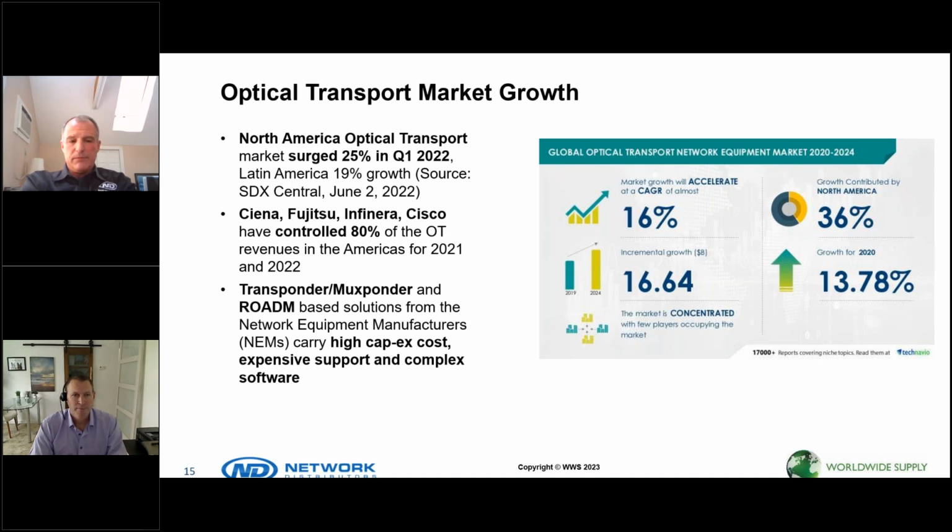So who's there? Ciena, Fujitsu, Infinera, Cisco. They've traditionally controlled this marketplace. They have 80% of the North American marketplace. When you buy a system from them, and typically you use a muxponder, transponder, or a ROADM-based system, it is going to be a traditional monolithic system. They're high cost in capital equipment, they're expensive to support, and the software is complex. They're locked, basically locked out by a license.